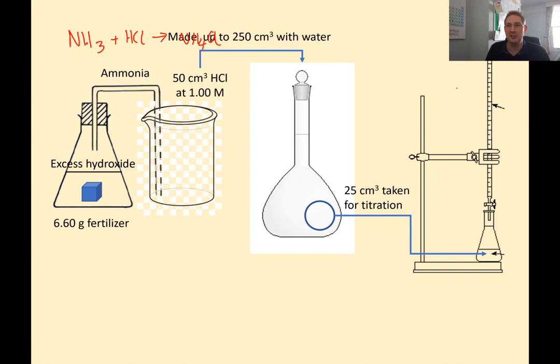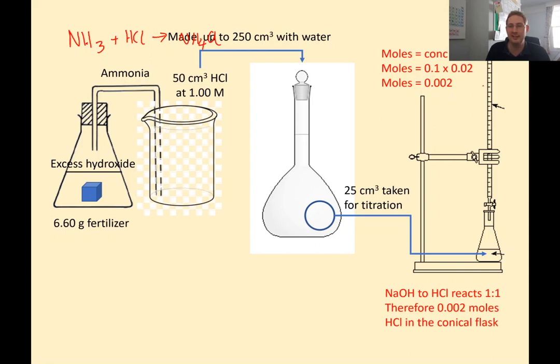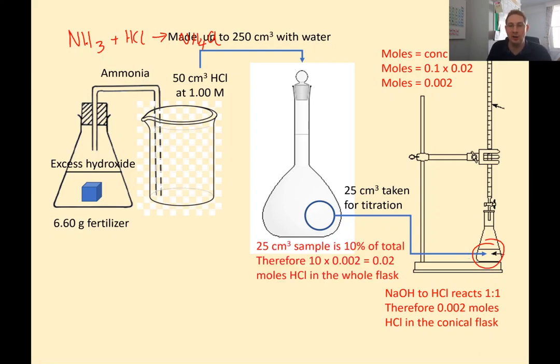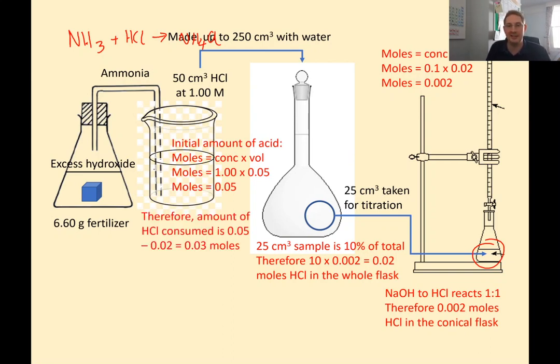Right, 20 centimeters cubed of 0.1 molar sodium hydroxide, 0.02 moles, reacts 1:1 with hydrochloric acid, so 0.02 moles of HCl in the conical flask down here. That's 10% of the whole, so we've got 0.02 moles of HCl in the whole flask. And because we started off with 0.05 moles of the acid, that means that we used 0.03 moles of acid. And that means that there must have been, you can't see it there, it's under my scribblings, 0.03 moles of ammonia that were released here.